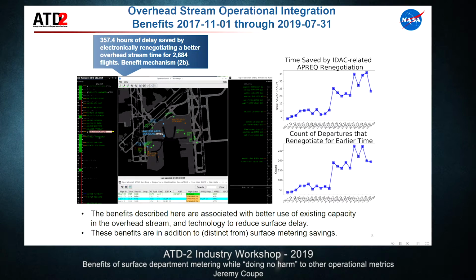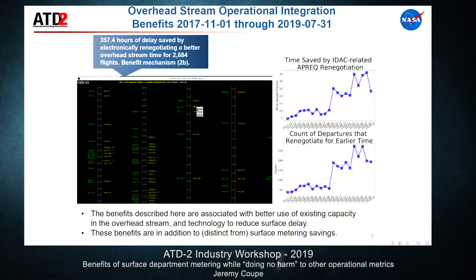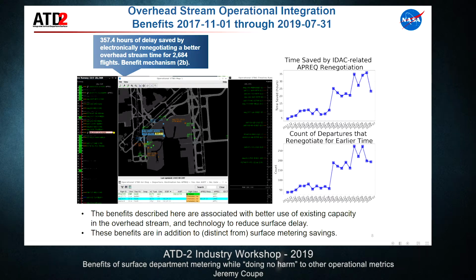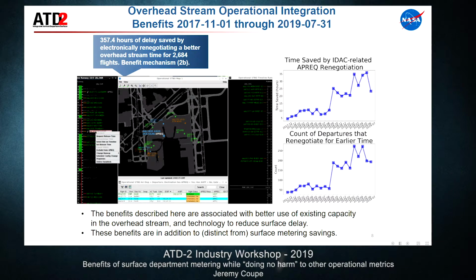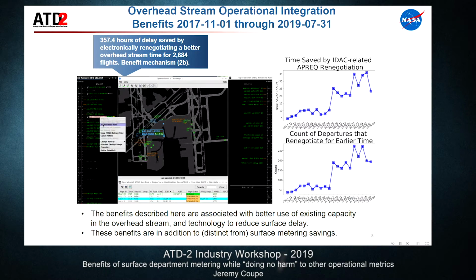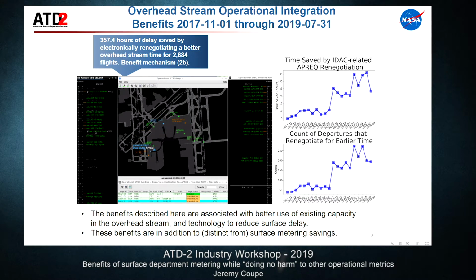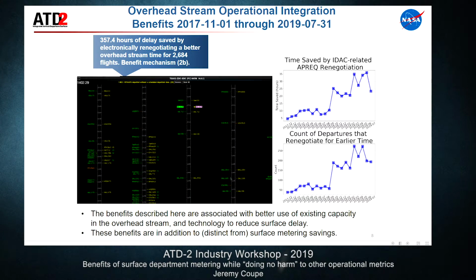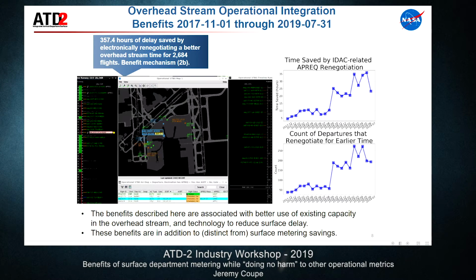As we mentioned, whereas surface metering is trying to shift time from the airport movement area to the gate, this renegotiating for the earlier slot is really a reduction in delay. And so this 357 hours can actually be monetized for the airlines in passenger value of time and also flight crew savings.